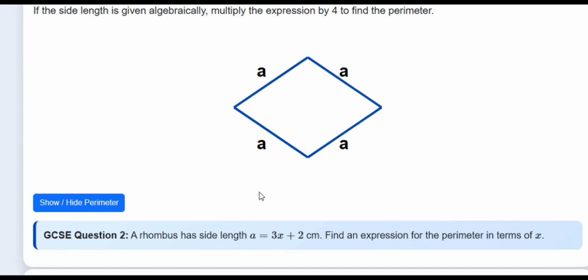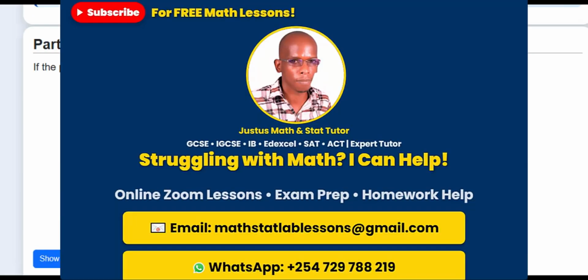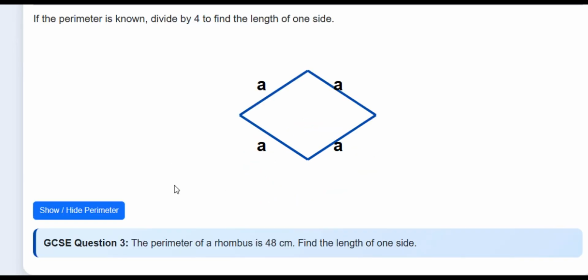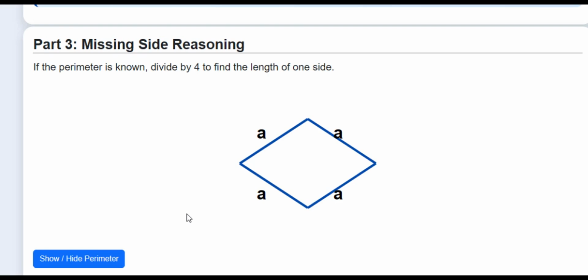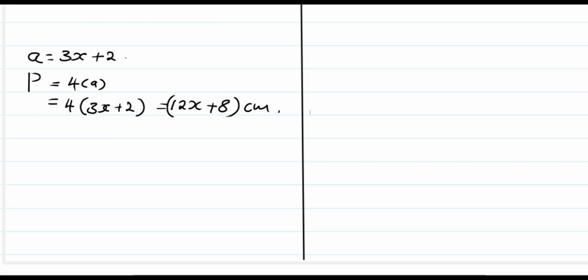Can we try another example? How about if you are not given any of the sides, but then you are given the perimeter itself? Like, for example, in this question, you are told the perimeter of a rhombus is 48 centimeters. Then find the length of one side. But we know, let me do it here, we know P is given by 4A. Perimeter of a rhombus is given by 4 multiplied by A.